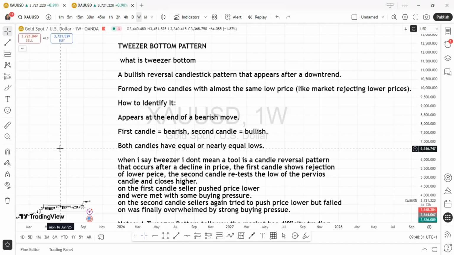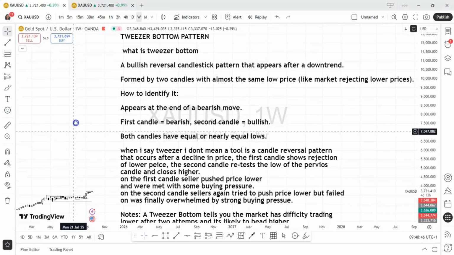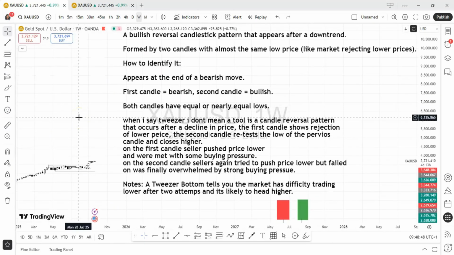Now, how to identify it? The tweezer bottom appears at the end of the bearish move. It always appears at the end of the what? Bearish move. The first candle is a bearish candle and the second candle is what? A bullish candle. Both candles have equal lows. Yes, they have equal highs, equal lows. So that's how you see it on your chart.